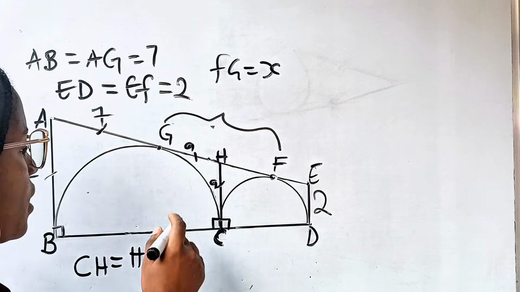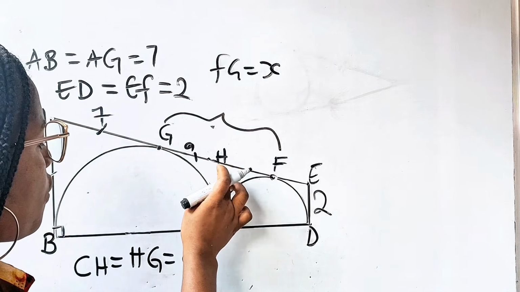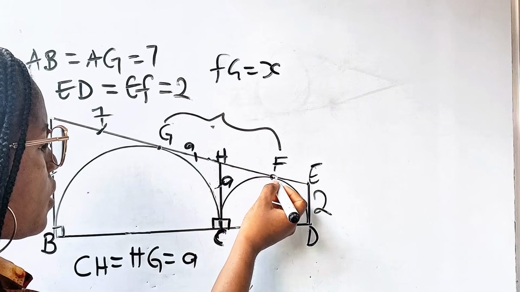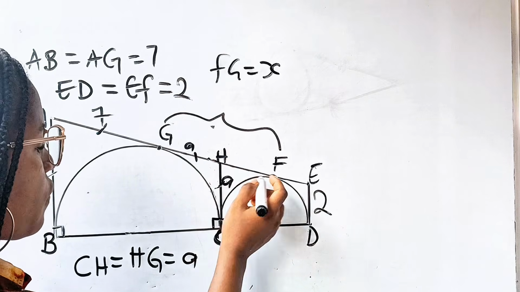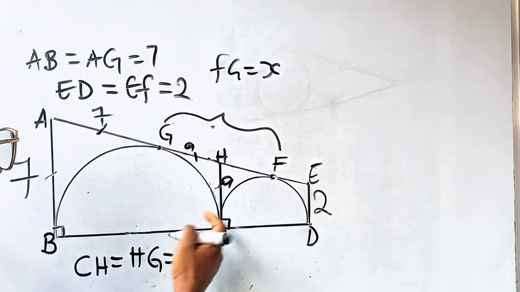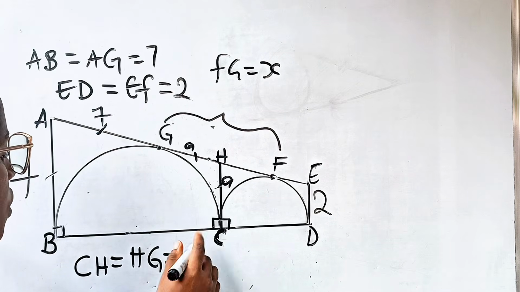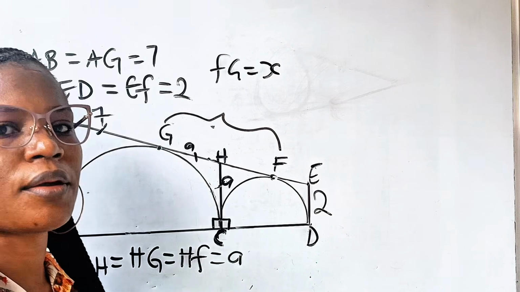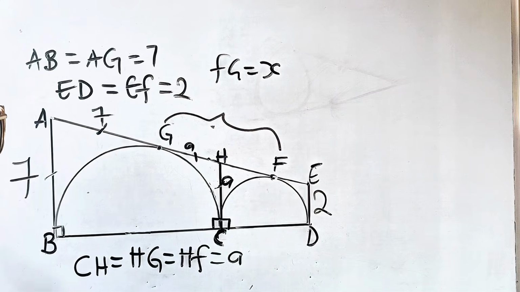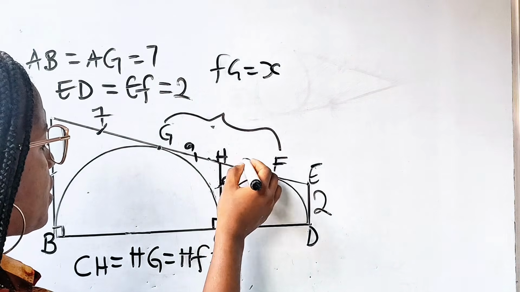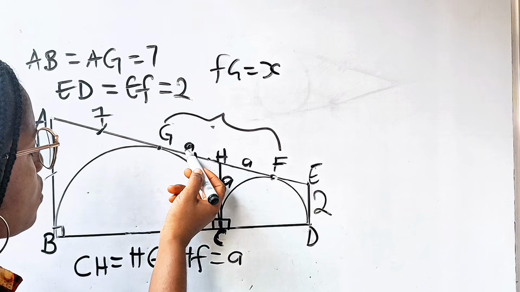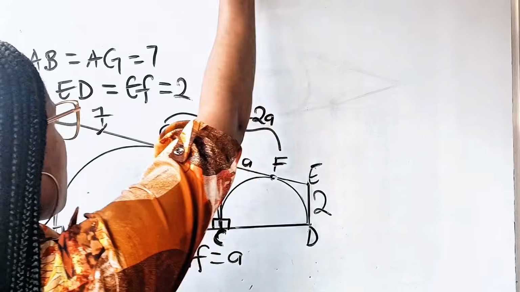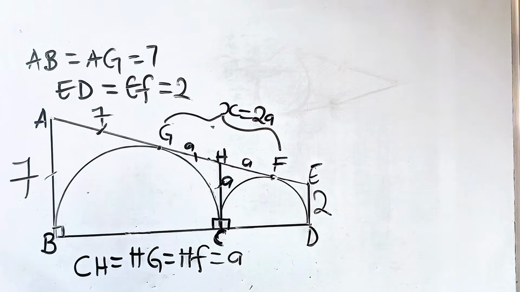Now you can also see that from F to H and from C to H, they are also tangents to this particular circle. So both of them should be equal. So it means that CH is equal to HG, which is equal to HF, which is equal to A. Now we have gotten almost all we want. That means that HF is A, meaning that our X is what? A plus A, which is 2A. So X is equal to 2A. So I don't need FG anymore. So X is equal to 2A.